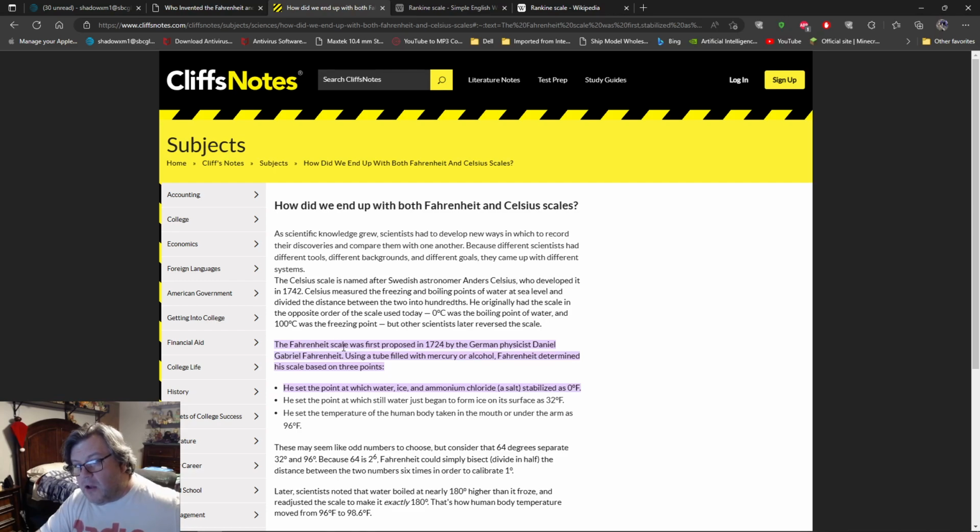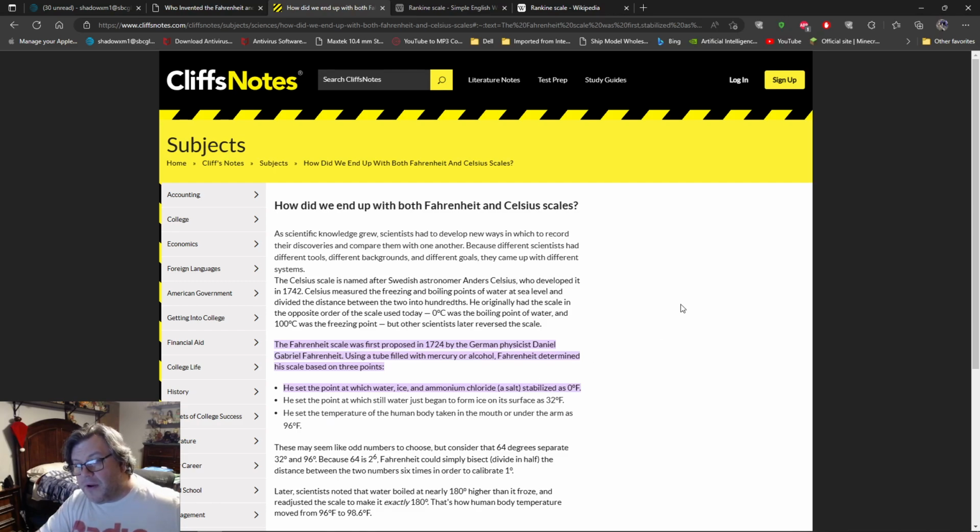The Fahrenheit scale was first proposed in 1724 by the German physicist Daniel Gabriel Fahrenheit. Using a tube filled with mercury or alcohol, Fahrenheit determined his scale based on 3 points. He set the point at which water, ice, and ammonium chloride, a salt, stabilized as 0 degrees Fahrenheit. He set the point at which still water just began to form ice on its surface as 32 degrees Fahrenheit. He set the temperature of the human body taken in the mouth or under the arm as 96 degrees Fahrenheit.